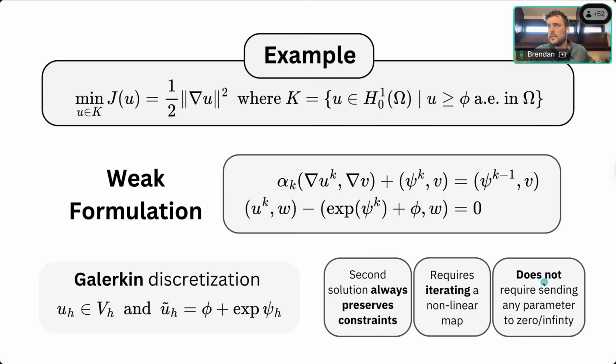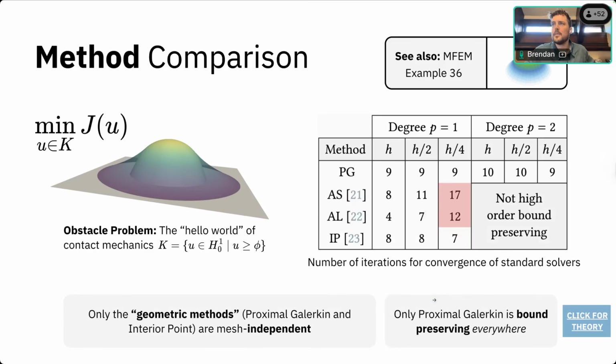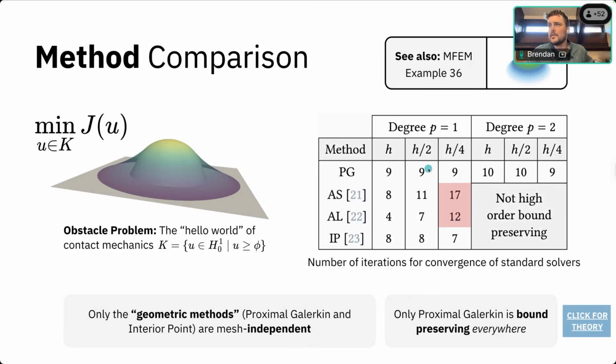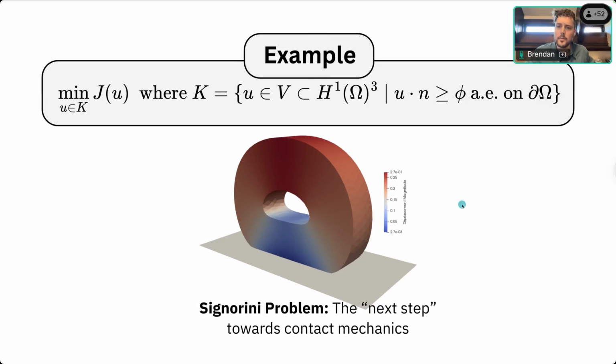The method itself will converge. You don't need to send any parameter to infinity, unlike penalty or interior point methods. You always get a bound preserving approximation. I'll skip this. This is a comparison to interior point, Lagrangian, and other schemes, and move on to other examples that you can consider. In the end, it turns out our method is mesh independent. You get the same number of iterations, unlike some others. And the number of iterations is very similar to interior point.